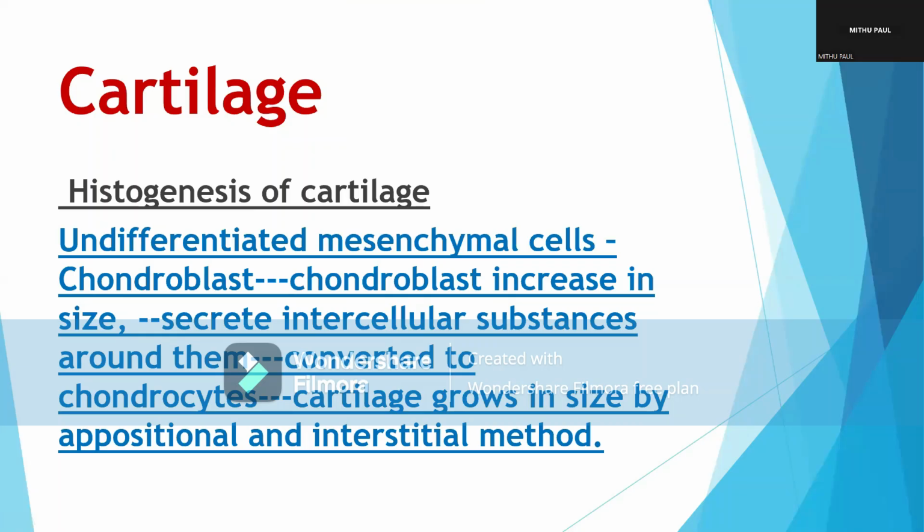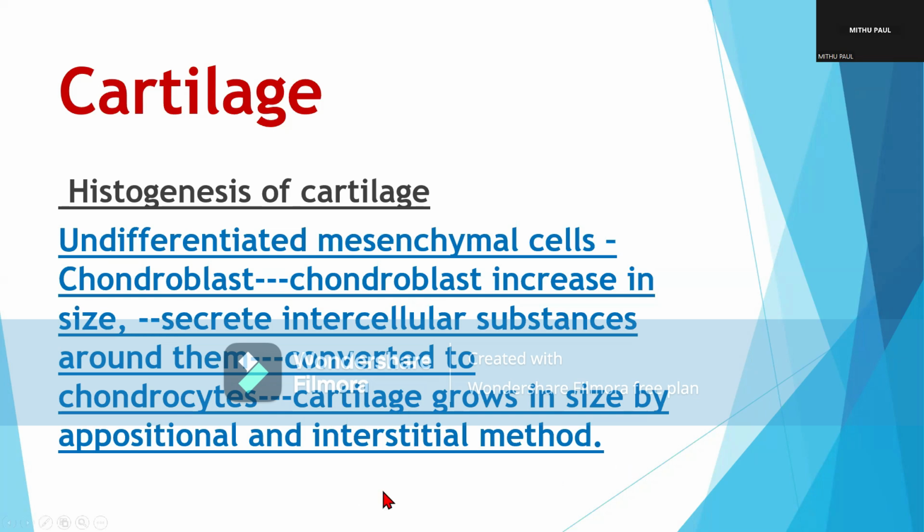Now to talk about cartilaginous ossification, first we have to recall a little bit of the two slides that we have already studied on cartilage. In the histogenesis of the cartilage, you have learned that undifferentiated mesenchymal cells differentiate to form chondroblasts. Chondroblasts increase in size, secrete intercellular substances around them, and convert to chondrocytes. The osteoblasts do the same way.